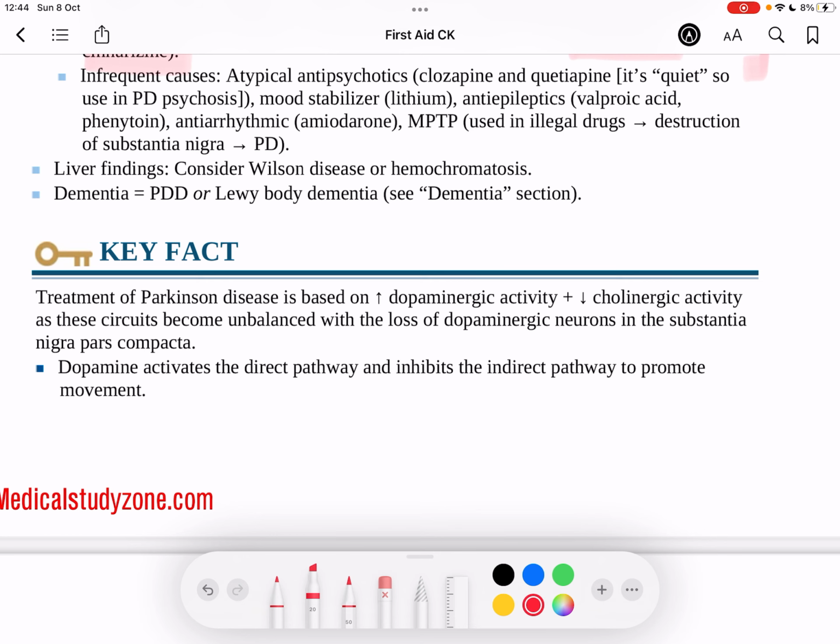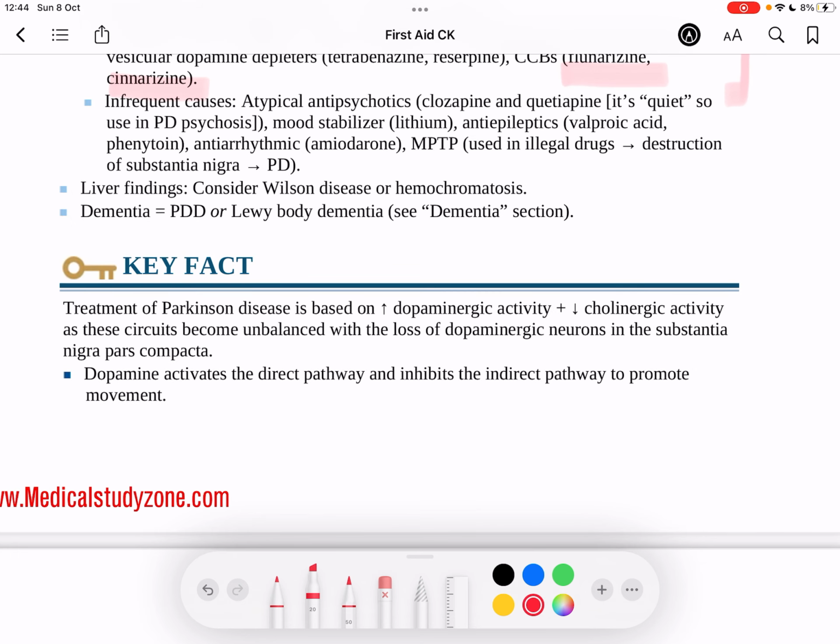Some infrequent causes are the atypical antipsychotics. As we know, atypical antipsychotics don't cause as many movement problems as the typical antipsychotics, such as clozapine, olanzapine, quetiapine. So if a patient comes to you with Parkinson's disease and they have psychotic problems, we can give quetiapine, okay? And the mnemonic that First Aid gives to remember that is quiet. So it's used for Parkinson's disease psychosis.